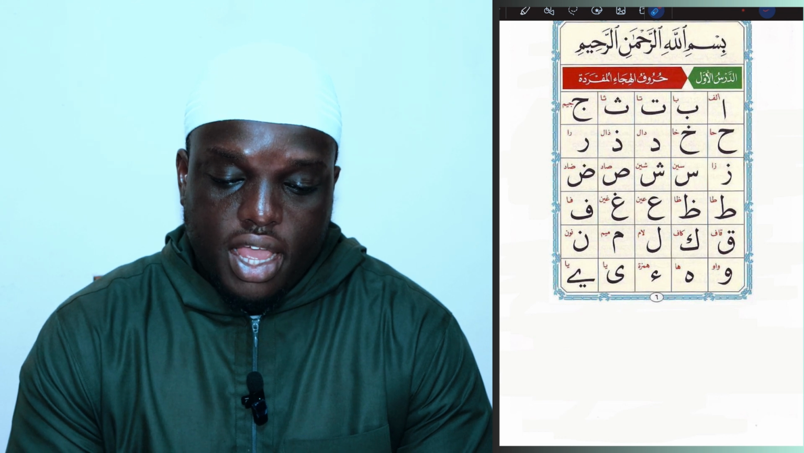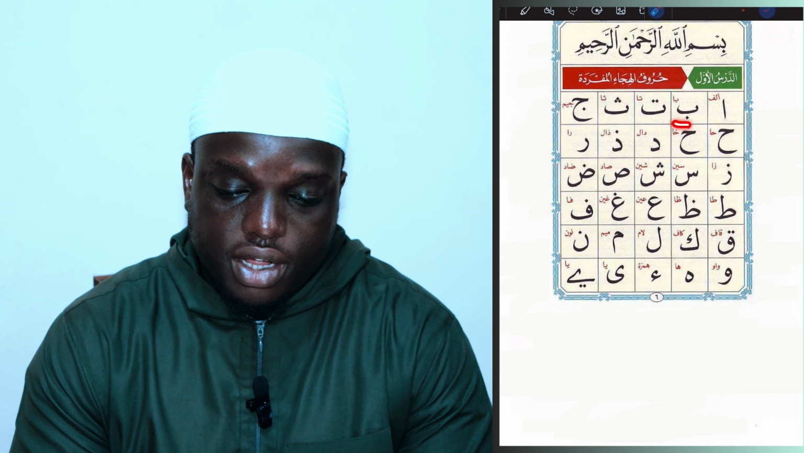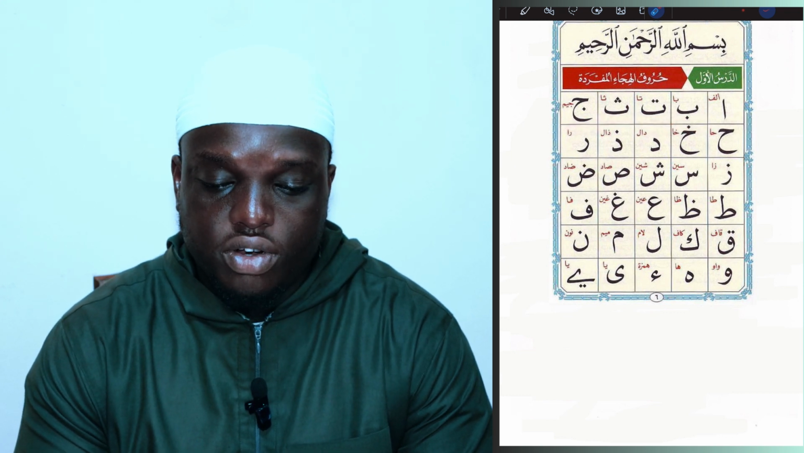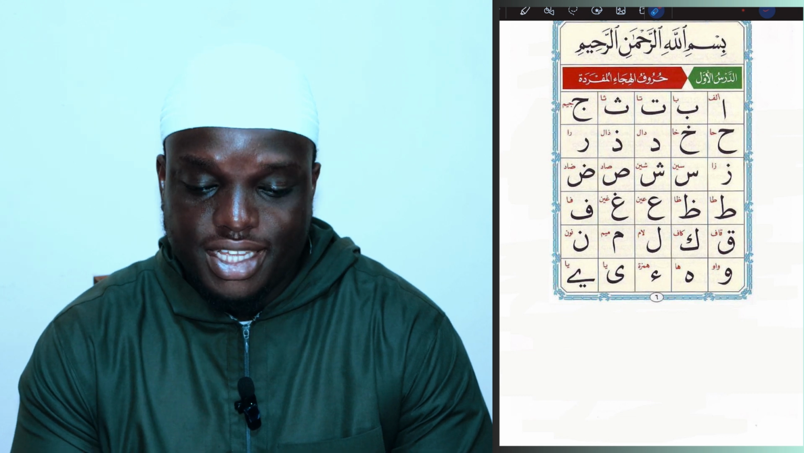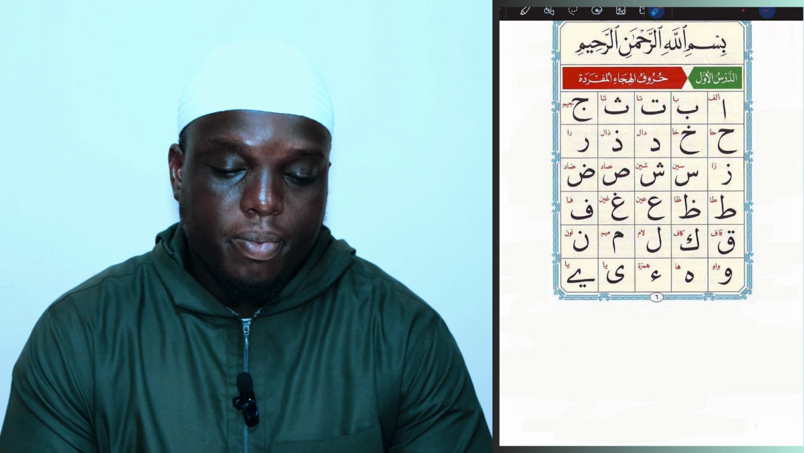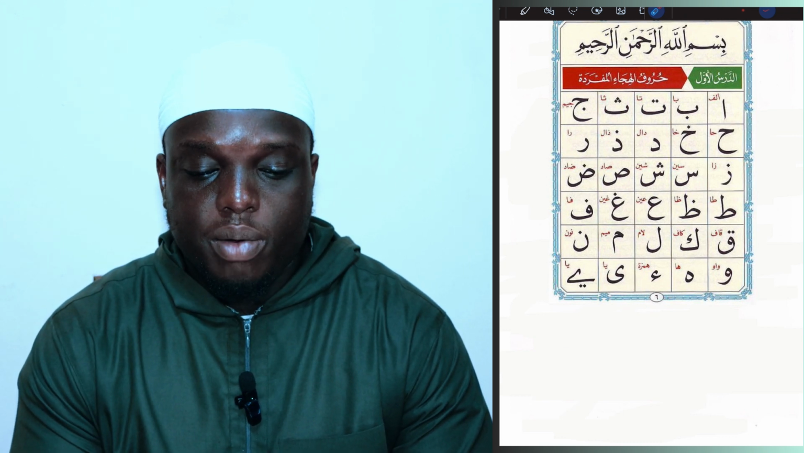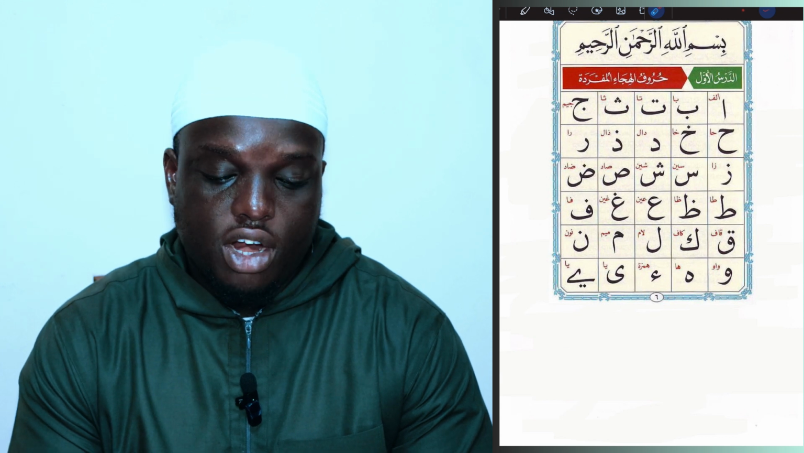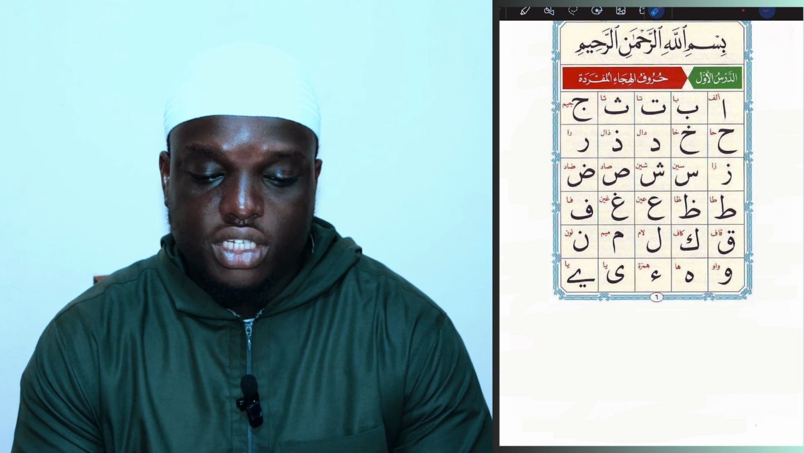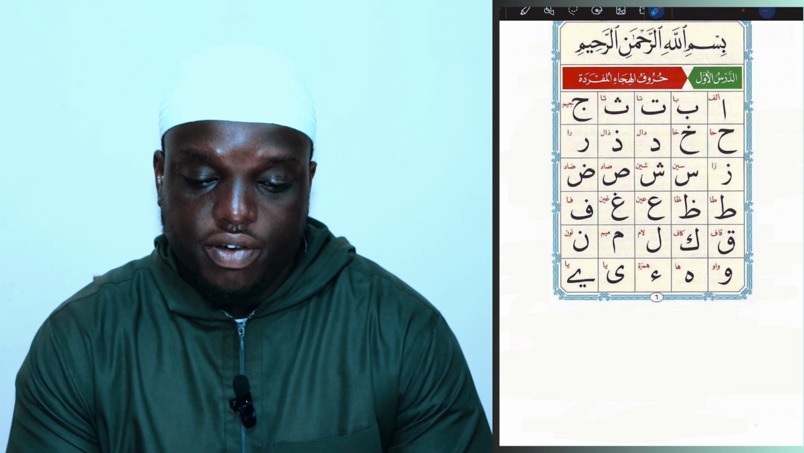Number one is to focus on the shapes. We're gonna be looking at the shape of each letter, trying to master it and recognize the shapes, which is very important. As we go through this lesson, not only are we gonna be able to read out all the Arabic letters, we're gonna be able to distinguish each letter from the other just by looking.